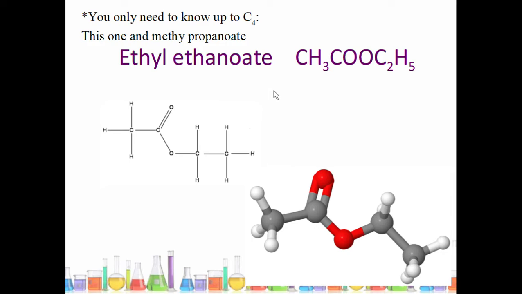Another example for you, and you only need to know up as far as C4, so the ones with 4 carbons in them. So this is one example of that. You can see we've got 2, 3, 4 carbons here, and this is ethyl over here, ethanoate over here. And the other one is methyl. I've spelt that wrong, I've left out the L there. So methyl propanoate is the other one. So meth would be 1 carbon, prop would be 3, and that adds up to 4. So they are the examples that you need to know for esters.